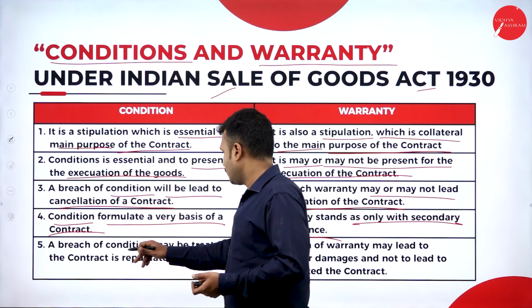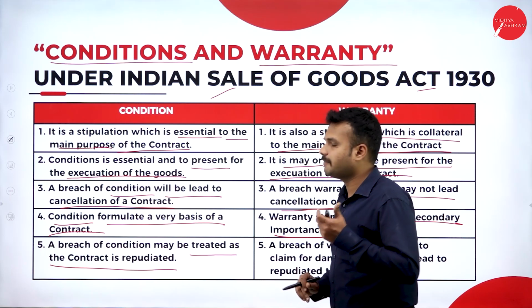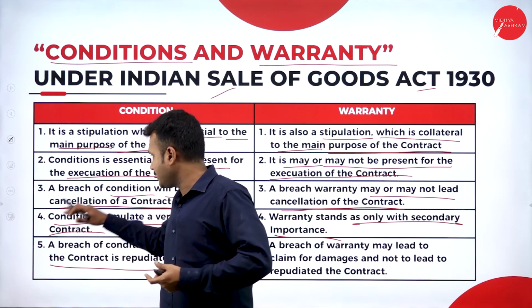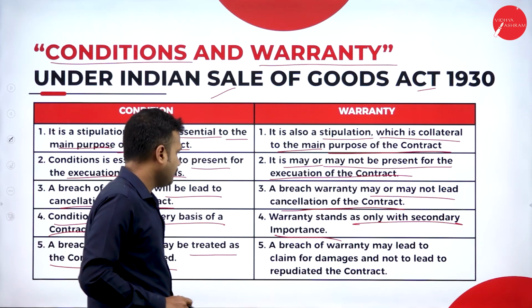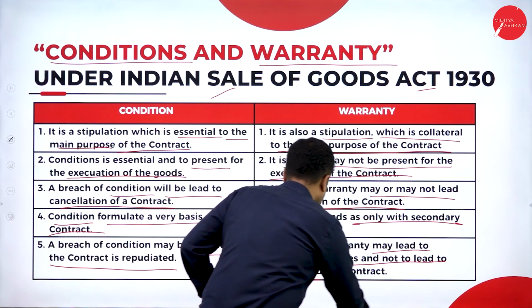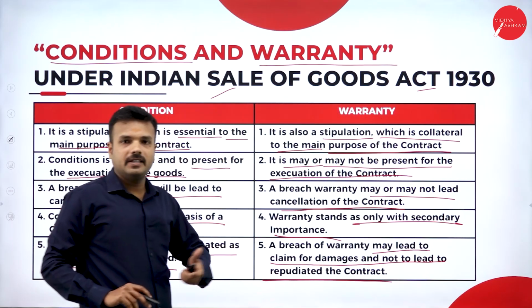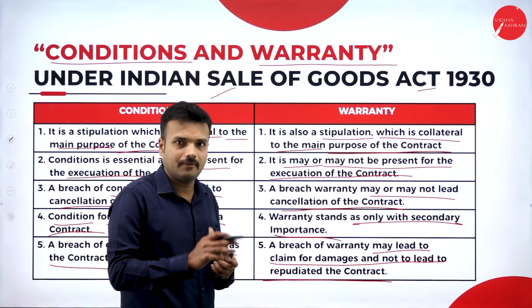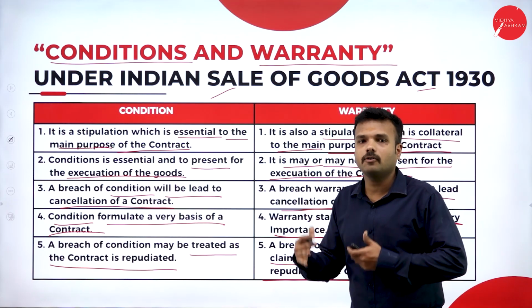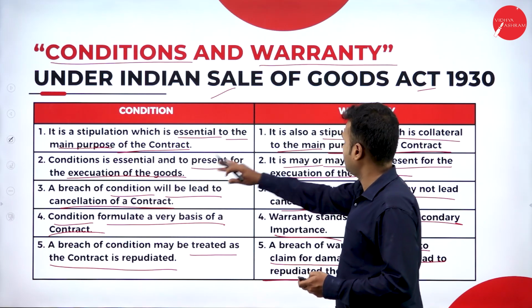Next one, a breach of a condition may be treated as repudiation of the contract. Once the condition has been breached, the contract is completely broken. But a breach of warranty may lead to a claim for damages and not lead to repudiation of a contract. For example, if any manufacturing defect is there in a product, the company is going to repair the product free of cost. We are not going to completely wind up or close the contract. Here it does not happen. That is the difference between conditions and warranties.